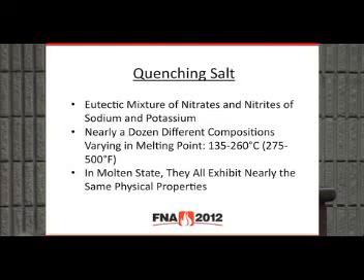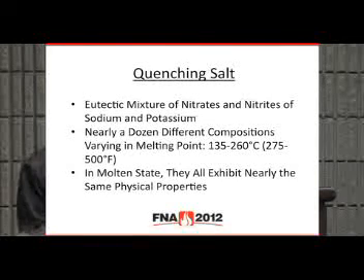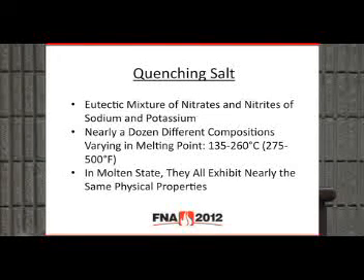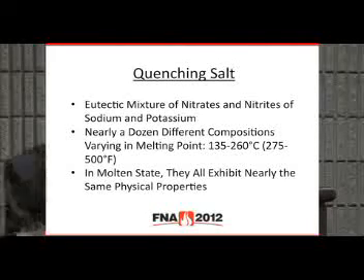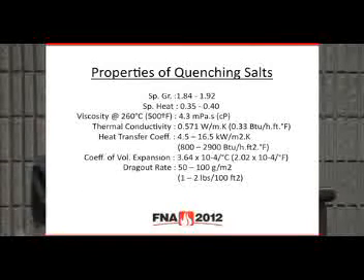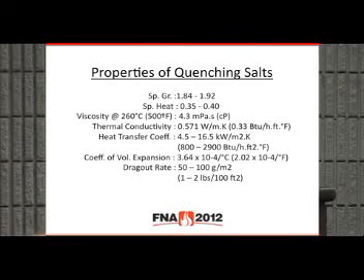Quenching salt is a mixture of nitrates and nitrites of sodium and potassium. There are nearly a dozen different compositions available, and they mainly vary in their melting points, which may be from 275 to 500 degrees F. But once they are in the molten state, they all exhibit nearly the same physical properties at the same temperature. And these are the physical properties, and I'm not going to go into details. These are just the numbers.